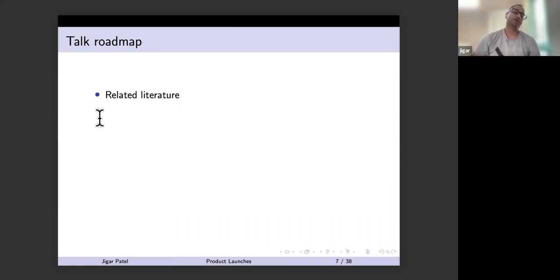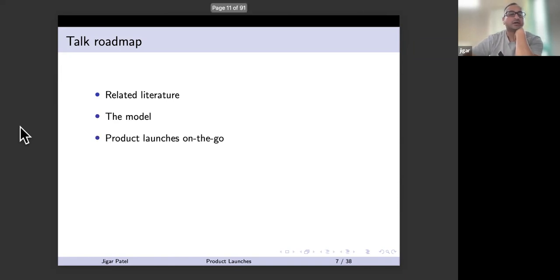So I'll briefly mention the related literature about the features that people look at and the types of papers they write in management science. Then we'll talk about our model. And then we'll analyze optimal policy under this information structure, which I call on the go.